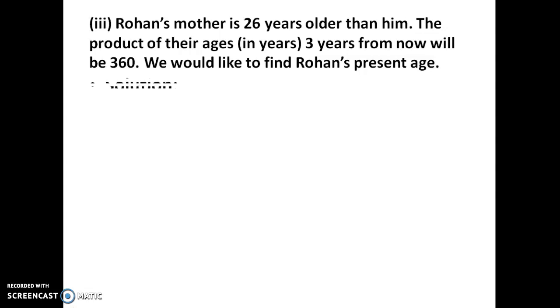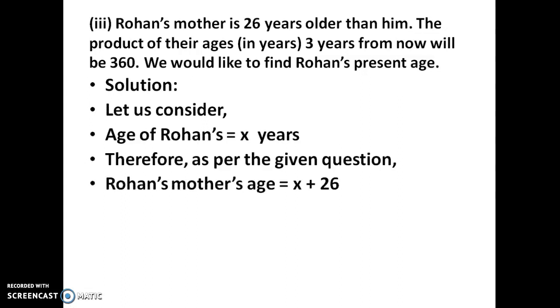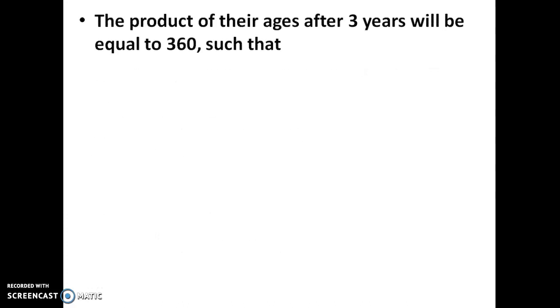So let's take Rohan's present age as x. Then mother's age will be x plus 26. Then 3 years from now, that means plus 3. So Rohan will be x plus 3 and Rohan's mother will be x plus 26 plus 3, that is x plus 29. Then the product of these two ages after 3 years we can equate to 360. So this is the expression we got.